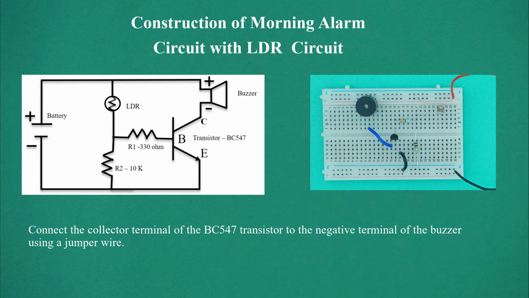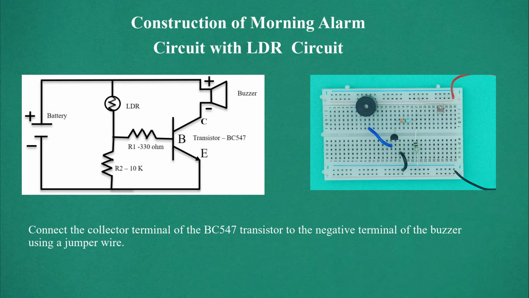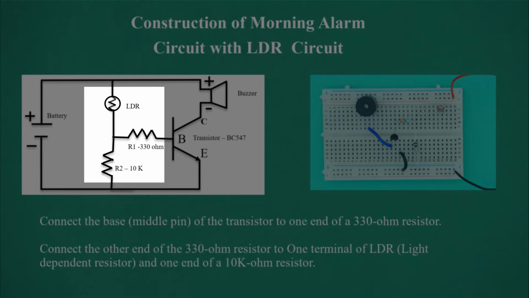Connect the collector terminal of the BC547 transistor to the negative terminal of the buzzer using a jumper wire. Connect the base middle pin of the transistor to one end of a 330 ohm resistor.